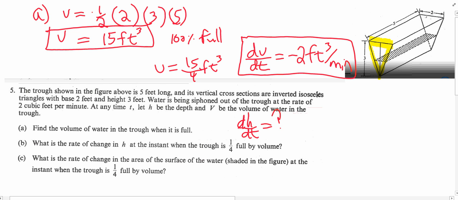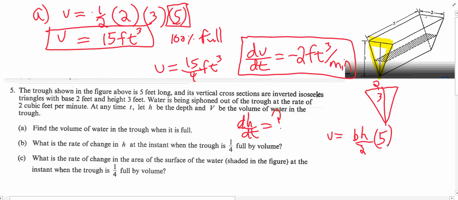So we know that this 5 feet, the length of that, is going to be consistent, right? And let's just take a look at the triangle for a second. Just focusing on the triangle portion, that's 2, and that's a height of 3, right? So let's talk about the volume. Let's just write the formula out real quick. Okay, so the volume is equal to the base times the height divided by 2, and times the length of 5.